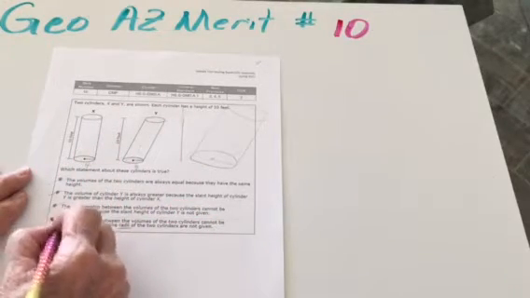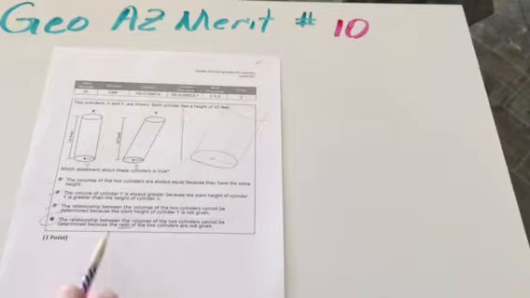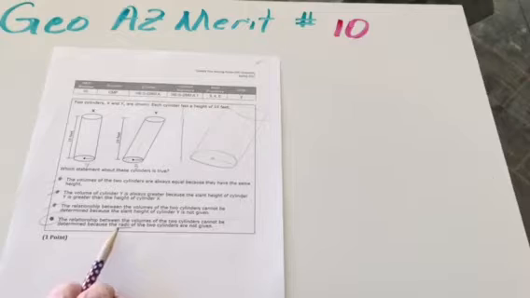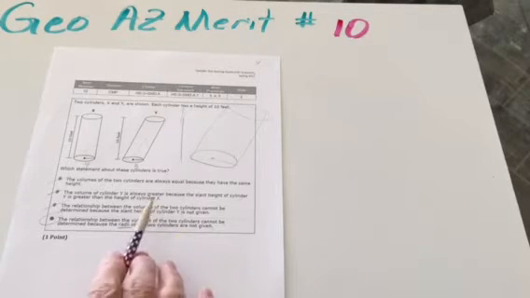So the correct answer is number 4. The relationship between the volumes of the two cylinders cannot be determined because the radii of the two cylinders aren't given.